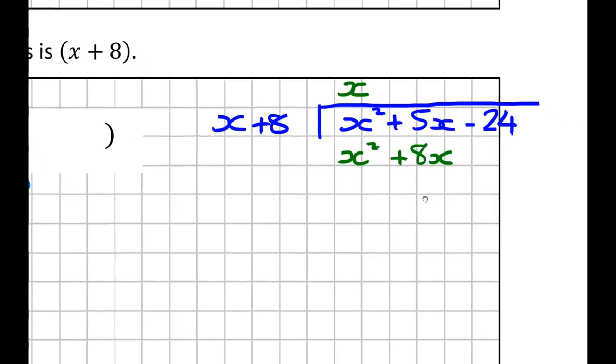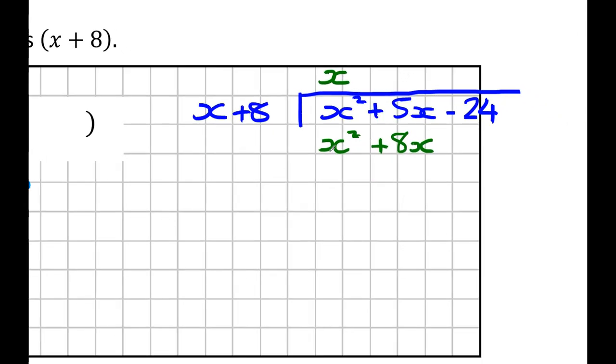There's a few different ways to do this. This is how I do it. Some of your teachers will tell you just change the sign of the terms on the bottom, and that's totally fine. But the way I do it myself, I just take all this away. So x squared minus x squared, they cancel. 5x minus 8x is minus 3x. And then next line, we're going to bring this down, minus 24.